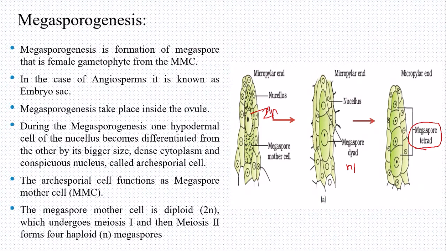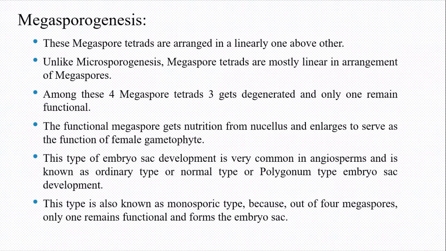In microsporogenesis it was the pollen tetrad, and here it is the megaspore tetrad. The megaspore mother cell was diploid, so the megaspores will be haploid. The megaspore tetrads are mostly arranged linearly, one above the other. Note that after these four megaspores form, three degenerate and only one remains functional. The functional megaspore gets nutrition from the nucellus and enlarges to function as the female gametophyte.